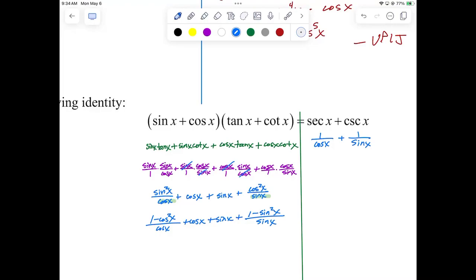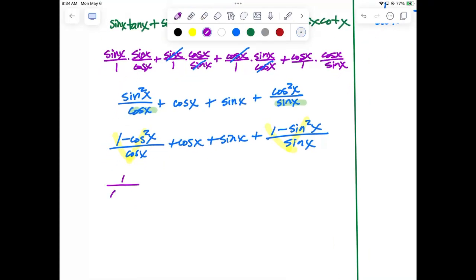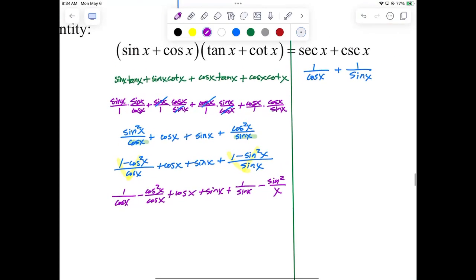Now look what happens. I can split up the numerators. Remember I told you that was a strategy too? I can split up the numerators by putting them each over the denominator. That gives me 1 over cosine of x minus cosine squared of x over cosine of x plus cosine of x plus sine of x. Splitting this one up, I get plus 1 over sine of x minus sine squared of x over sine of x. Now, that's a step in the right direction, isn't it?